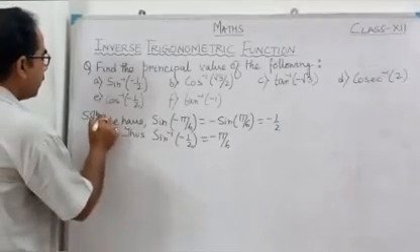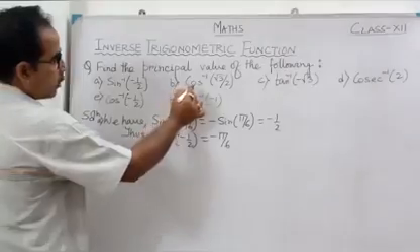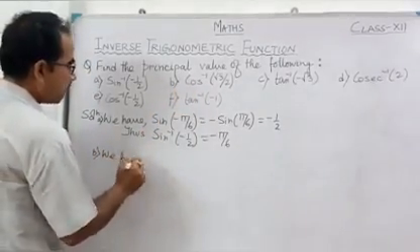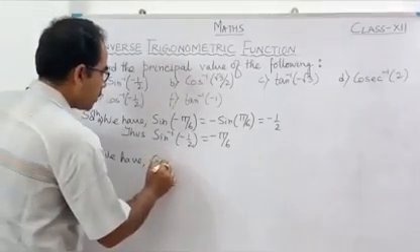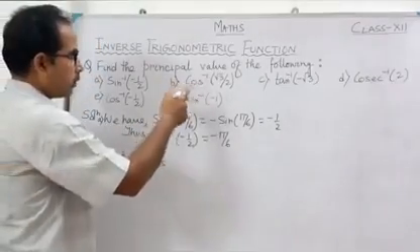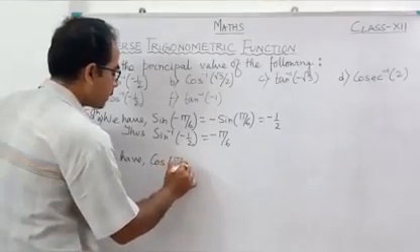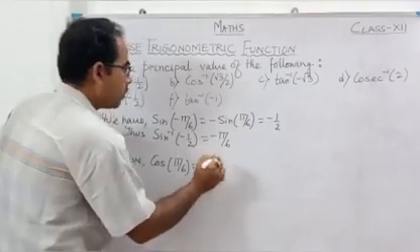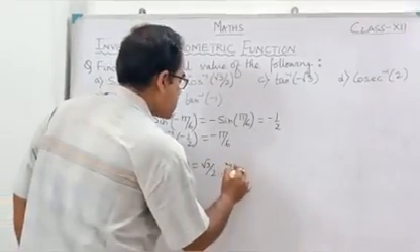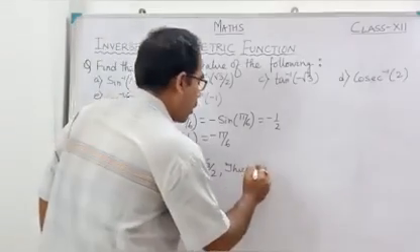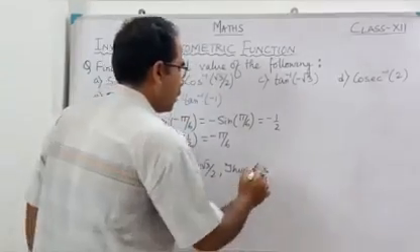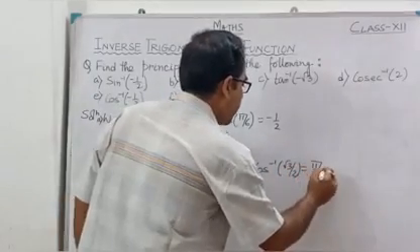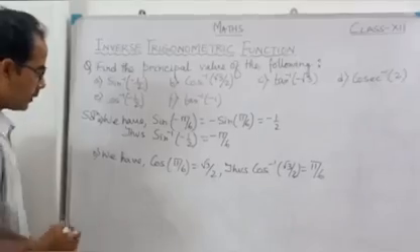This is the A. Now next one, B, is what? Cos inverse root 3 by 2. So here also we have cos root 3 by 2. That means cos pi by 6 equal to root 3 by 2. So thus cos inverse root 3 by 2 equal to pi by 6. I hope it is clear, students.